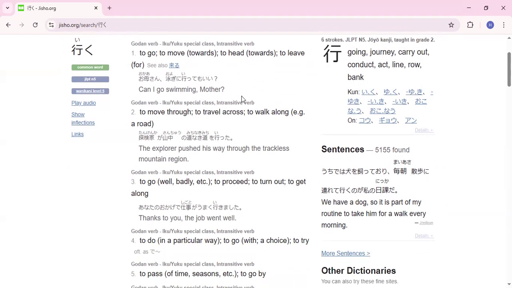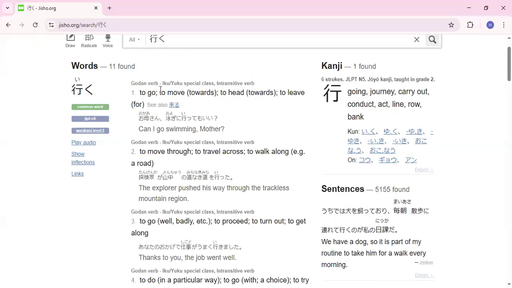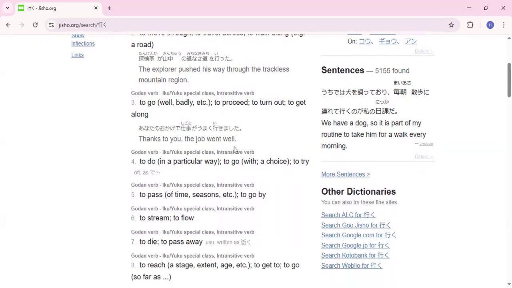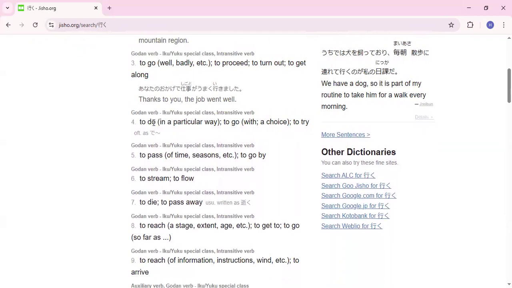Now here we have many meanings, right? It can mean to go, just the normal one. Move through, travel across, right? Oita, right? This uses the particle o here. To go well or badly, umaku itta, right? Umaku ikimashita, it went well. What else does it mean?